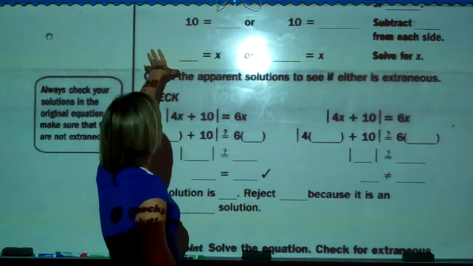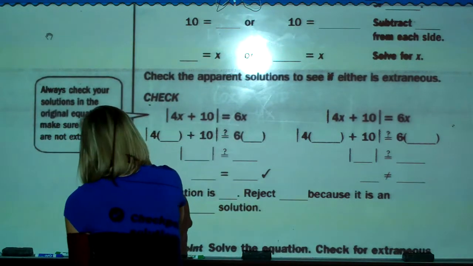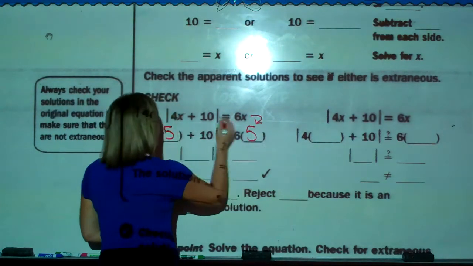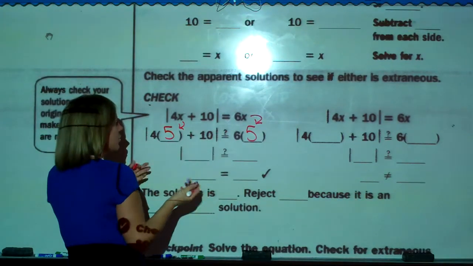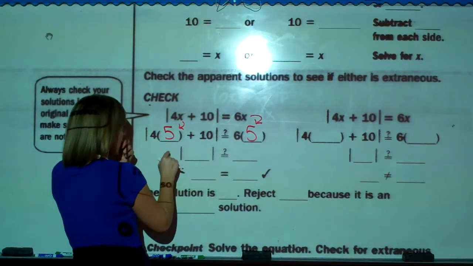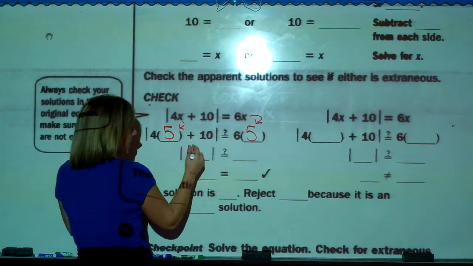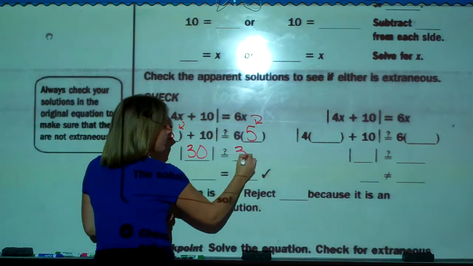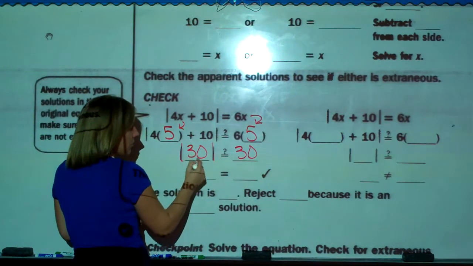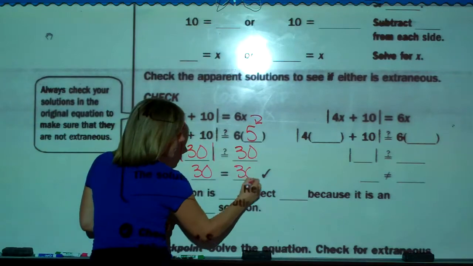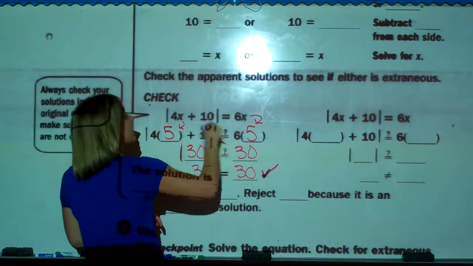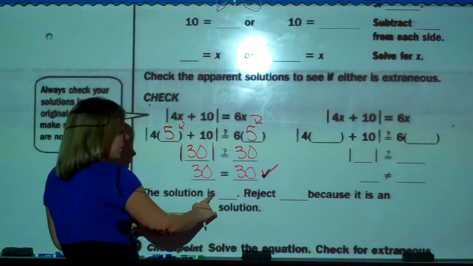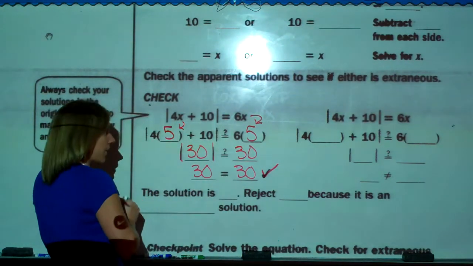Okay, so the first one we had was a positive 5. So let's put a positive 5 in where x is for both of these. Okay, and let's check it. 4 times 5 is 20. 20 plus 10 is 30. Okay, 6 times 5 is 30. And then the absolute value of 30 does come out to a positive 30. So this one is good. X can equal 5. Okay, so the solution is, we know that 5 is one of them. We'll write that in a second.